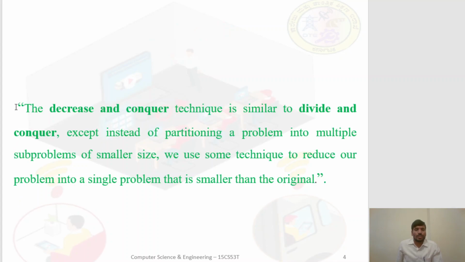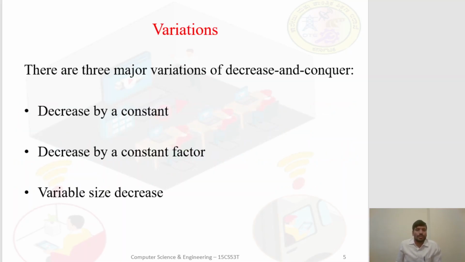So as you studied already the definition of decrease and conquer, now we will discuss its variations along with its examples. There we have seen three major variations of this technique: decrease by a constant, decrease by a constant factor, and variable size decrease. So we will discuss the various examples of every variation.